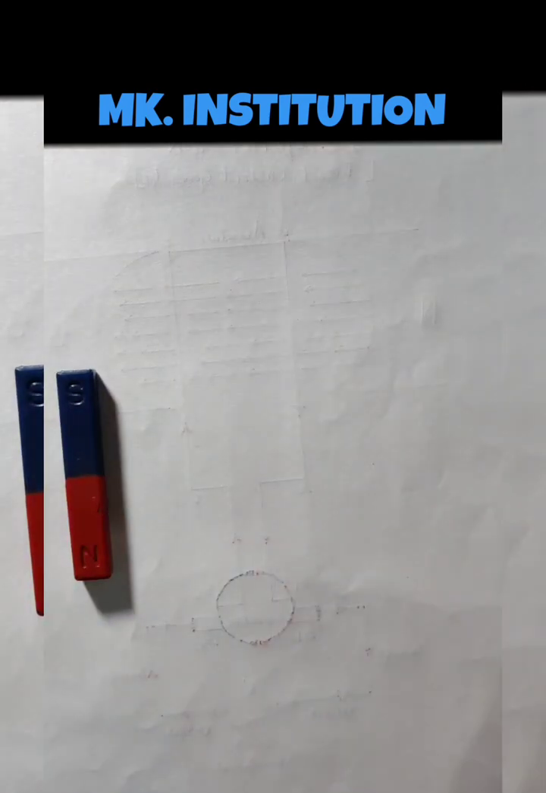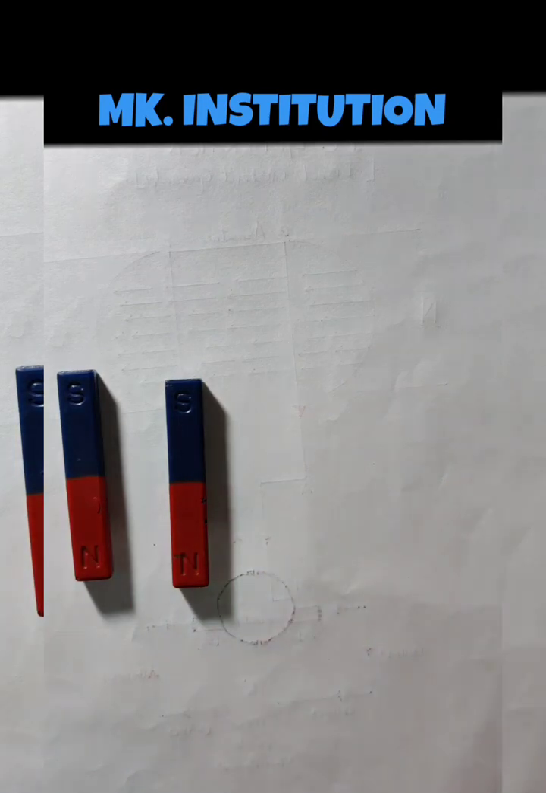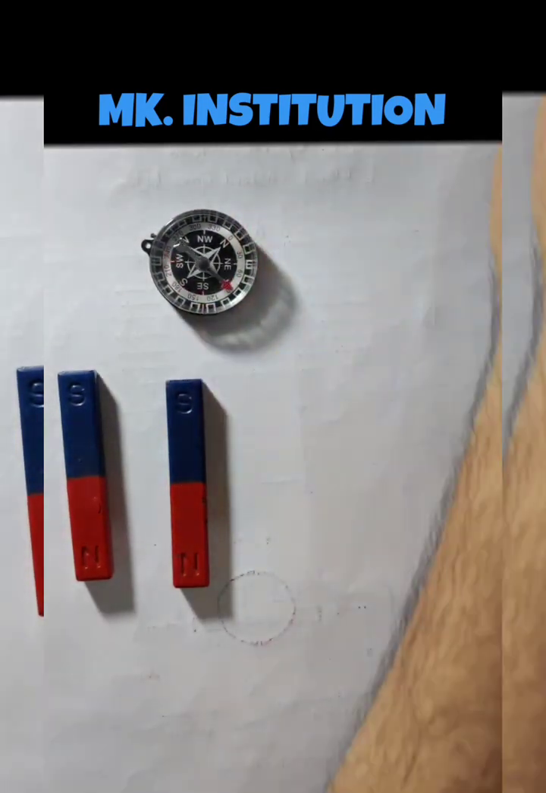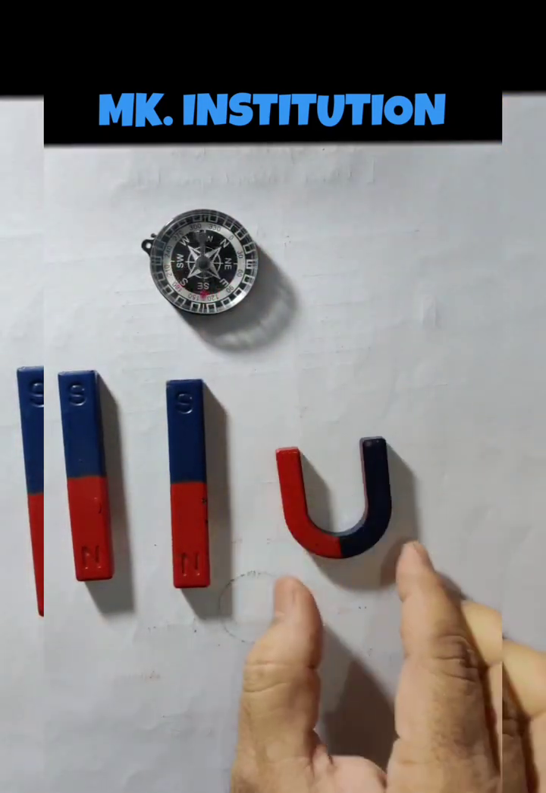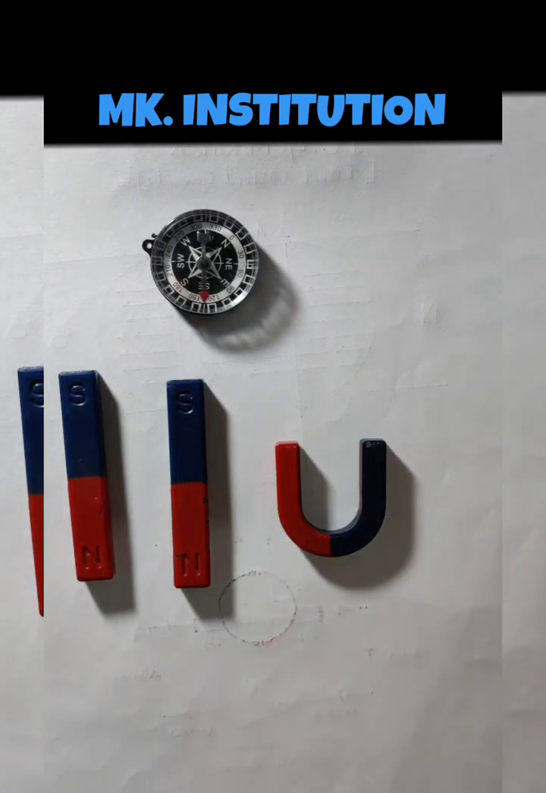Hello students, before going deep into the topic of AC generator and DC generator or electric motor, there are a few things that you have to know. Like magnets, properties of magnets. And what is a compass? Horseshoe magnet. These are very important.